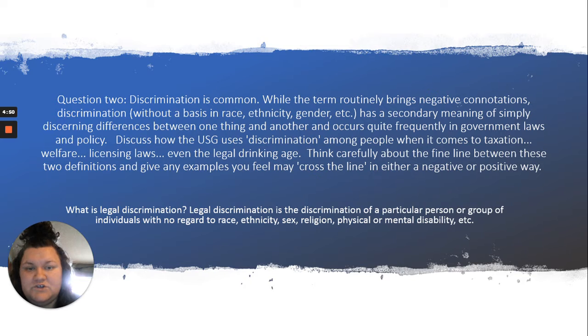So this was question 2 for this week, and to answer the question, what is legal discrimination? Legal discrimination is the discrimination of a particular person or a group of individuals with regard to their race, ethnicity, sex, religion, physical or mental disability, etc.